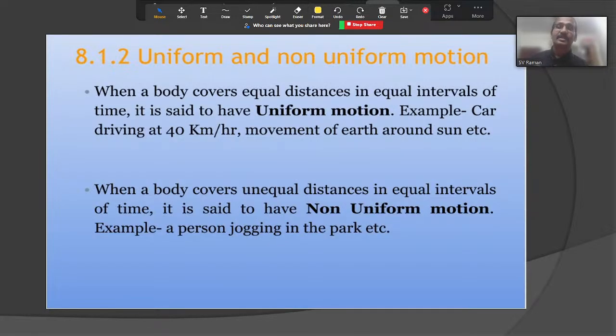When a body covers equal distances in equal intervals of time, it's said to be uniform motion. Example, car driving at 40 km per hour, movement of earth around the sun, etc. When a body covers unequal distances in equal intervals of time, or equal distances in unequal intervals of time, or unequal distances in unequal intervals of time, it is said to be non-uniform motion. Example, person jogging in a park. While we are jogging, we don't know what is the speed. It will increase or it will decrease. So that is non-uniform motion.